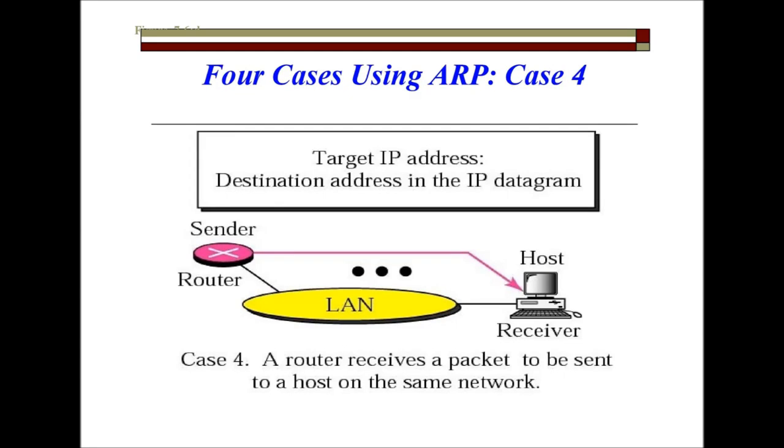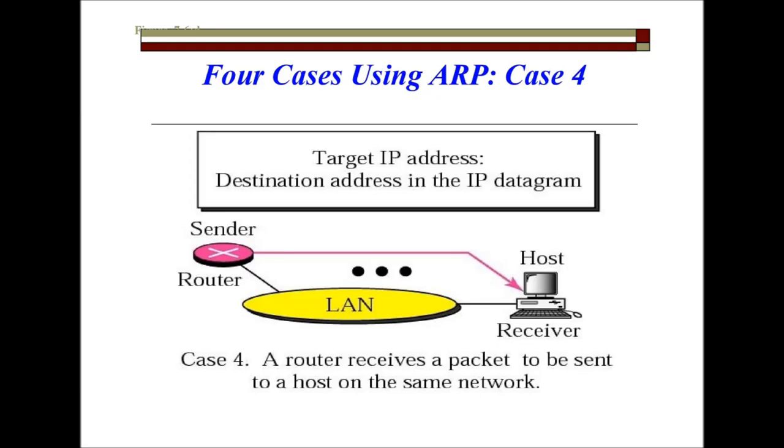Over here, case 4, which we have discussed in our previous slides, the diagram is the description of case 4. Target IP address, destination address in the IP datagram. Over here there are again two devices, but the sender device is a router and the receiver device is the ultimate receiver or ultimate destination device, and this device is on the same local area network or in the same network.